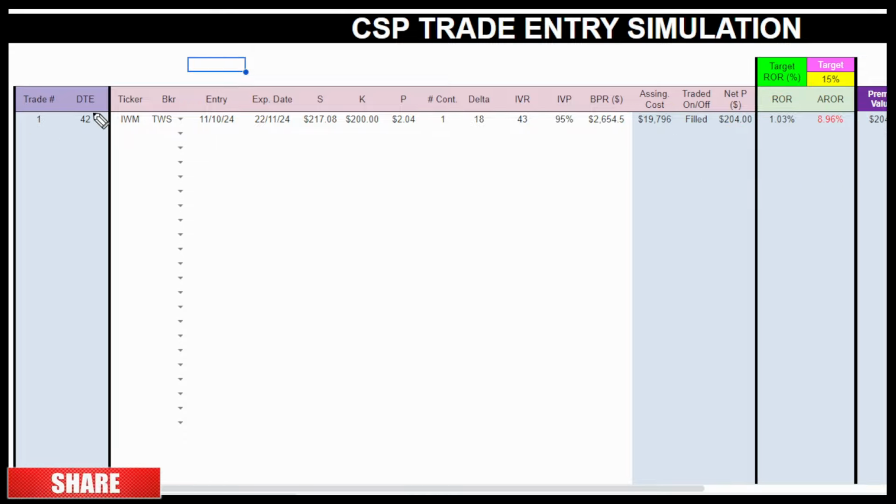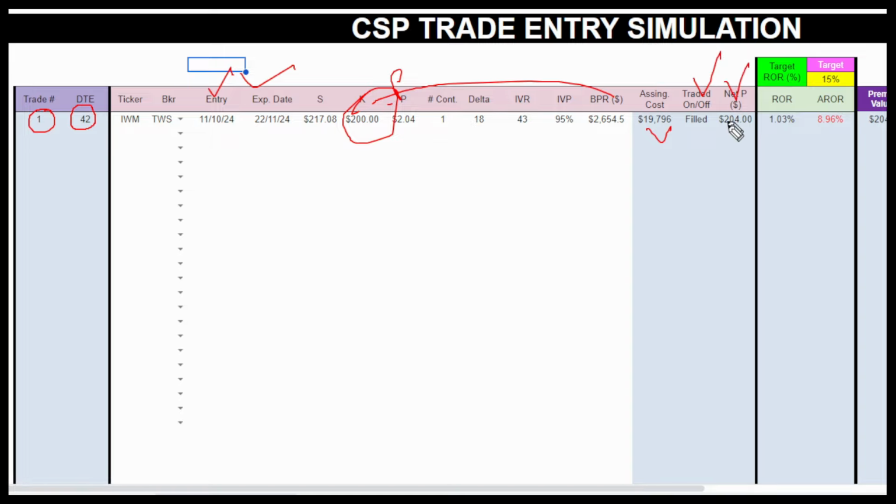Okay, as you guys can see here, it automatically formulates for us 42 DTE, which is entry minus expiration date, and already formulates trade number 1. And here it gave us the assignment cost, which is the cost to buy 100 shares at this price minus our P, which is our premium. The trade was filled. That's how much we got in terms of dollar value of our premium.